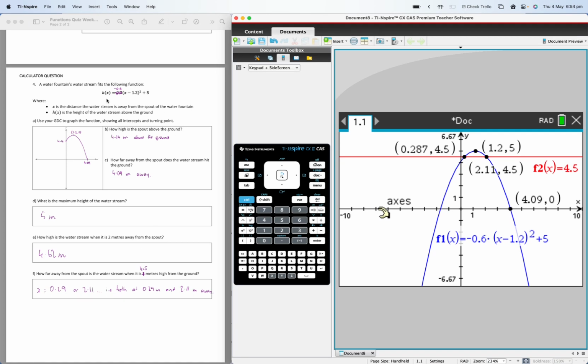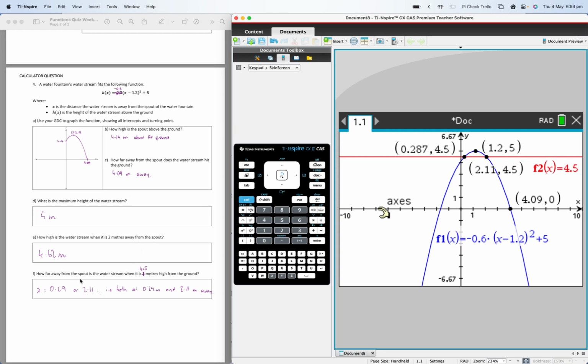Just in summary, make sure that you only draw the part of the graph that is relevant to the context of the question. Make sure you use your graphics display calculator as much as you can in order to solve it. And if it's worth more than 1 mark, make sure you put some working out, whereas these didn't.